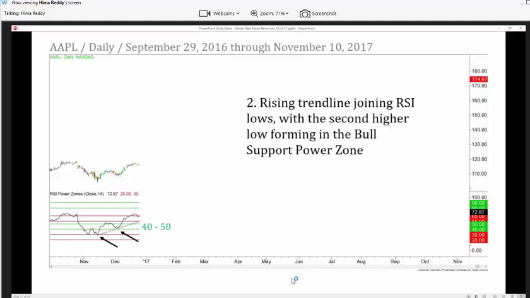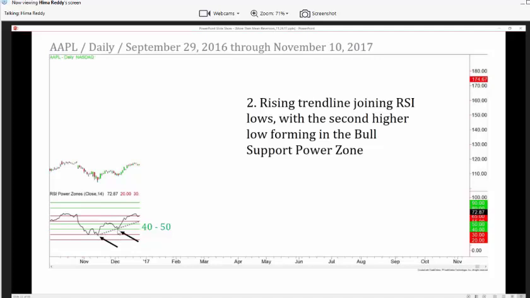Now step two was to draw a rising trend line on the RSI lows, but only if the second higher low is forming in the bull support zone. The bull support zone is 40 to 50, and you can see here that there is a second higher low forming there. So we're just going for the big swings. We're not looking at all the little tiny squiggles in between. We're looking at the big swings just like you would for a price trend. So you've got low number one as the anchor. Low number two is the one forming in the bull support power zone. You draw a trend line.